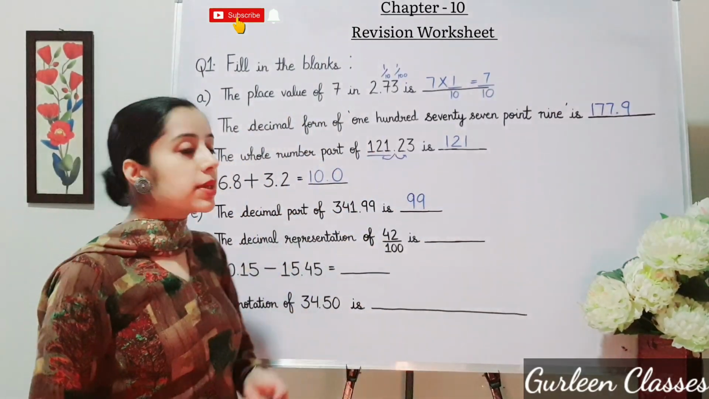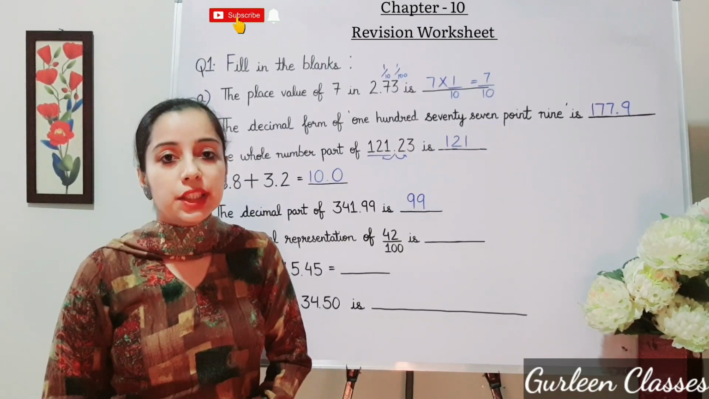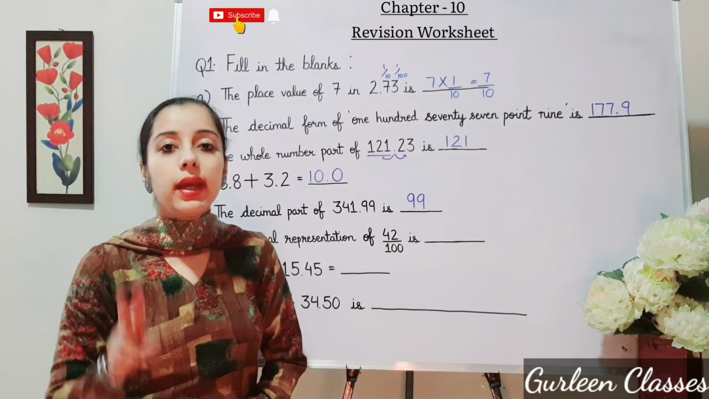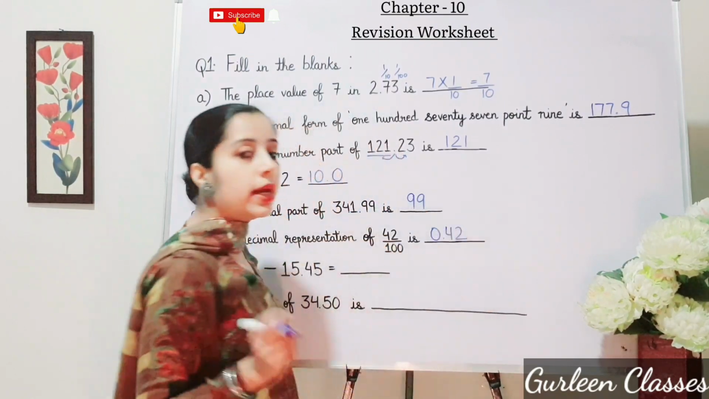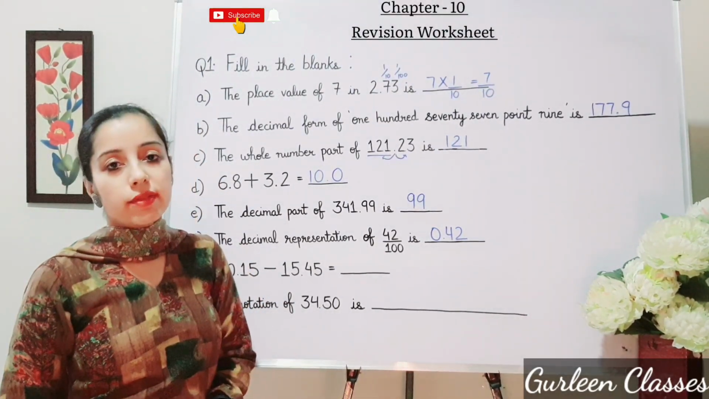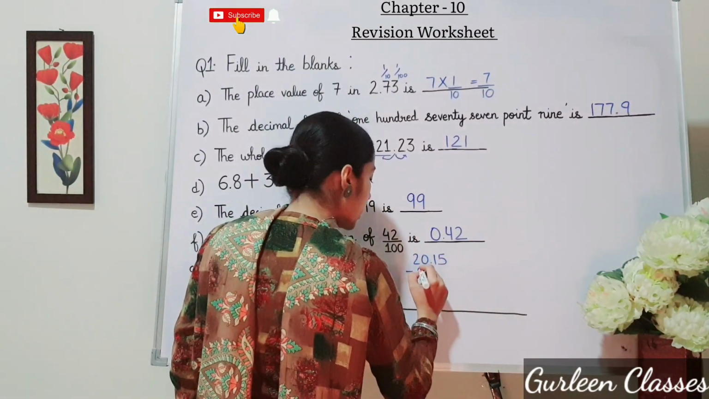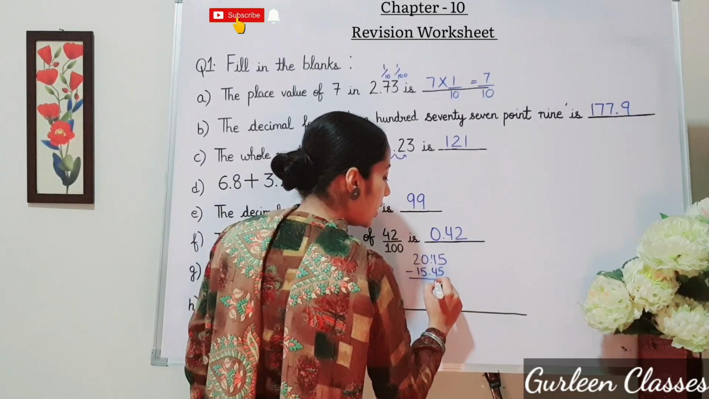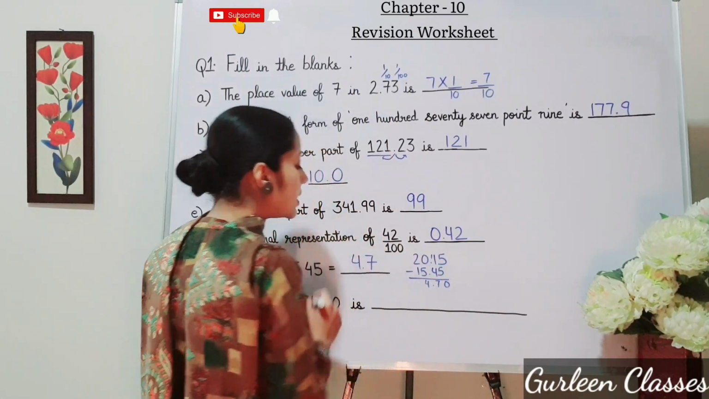Next, the decimal representation of 42 upon 100 is, here we have to write the decimal representation. So in the denominator there are 2 zeros. So after the decimal point there will be 2 digits. So right here 0.42. Next, 20.15 minus 15.45. So let us subtract this. 20.15 minus 15.45. 0 cancel. 11 minus 4, 7. 9 minus 5, 4. Answer is 4.7.